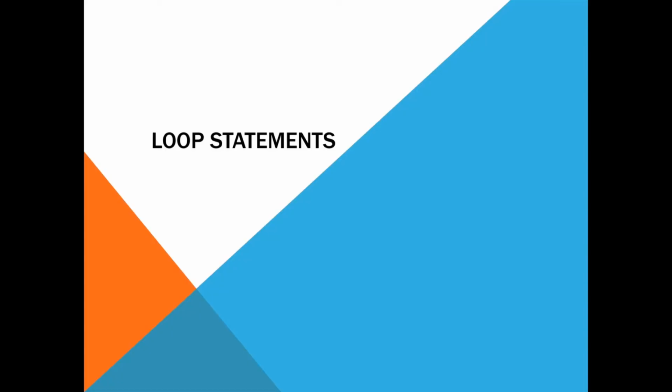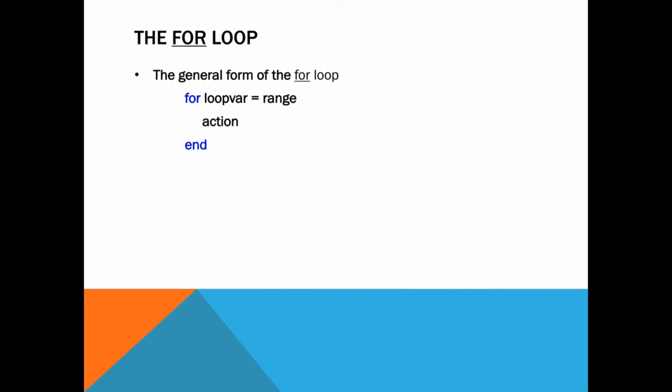In this video, we're going to talk about loop statements in MATLAB. The first type of loop statement that we're going to discuss is the for loop. The general form of the for loop is to write the key phrase for, and then a space, and then a loop variable. This loop variable is going to be changed over a certain range. That range is most likely a vector.